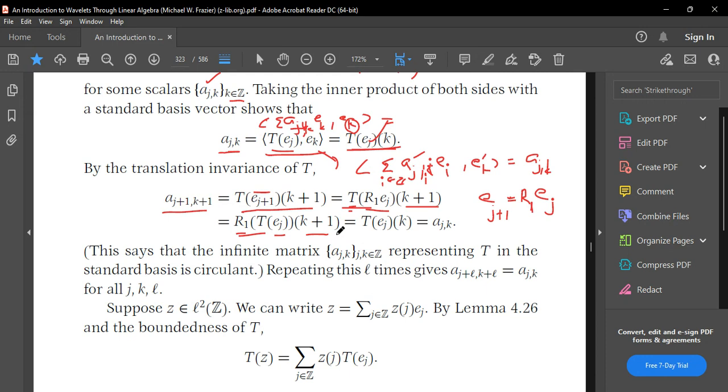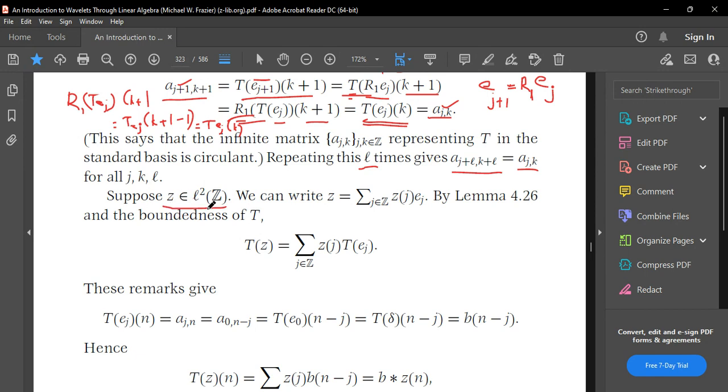So R1 T Ej at k+1 is, by the definition of R1, T Ej of k+1 minus 1, which is T Ej of k. What is T Ej of k? We have written that T Ej of k is Ajk. So Aj+1,k+1 is the same as Ajk. Similarly, repeating this l times, we prove that Aj+l,k+l is equal to Ajk.